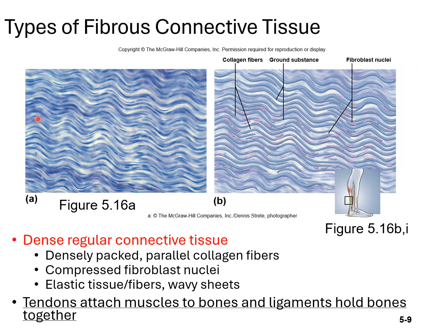And now we get to the wavy lines. All the wavy lines are going in one direction. There's not much extracellular matrix. This has to be dense regular connective tissue. Tendons attach muscles to bones, ligaments hold bones together.